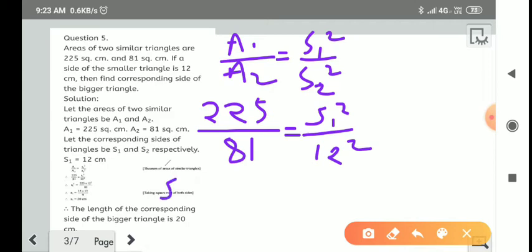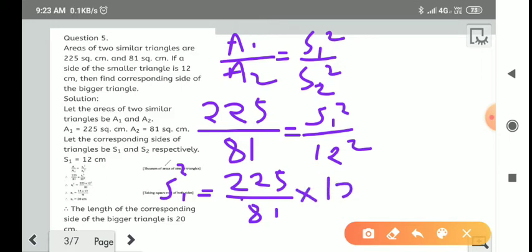So S1 square is equal to, now 225 as it is, divided by 81 and into 12 square. So this divide 12 square becomes multiply on the left side. Okay, now see we can take the square root. So here is S1 square, so we can take the square root.